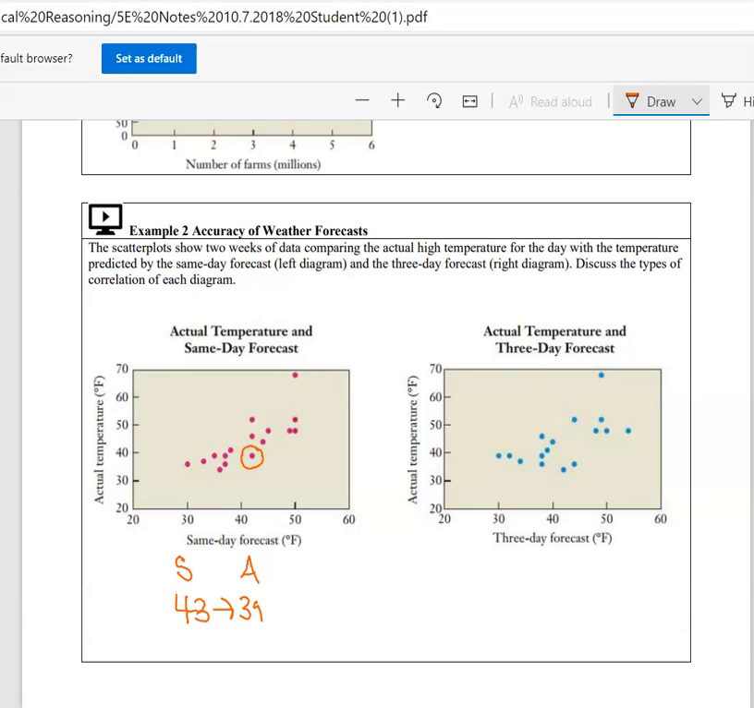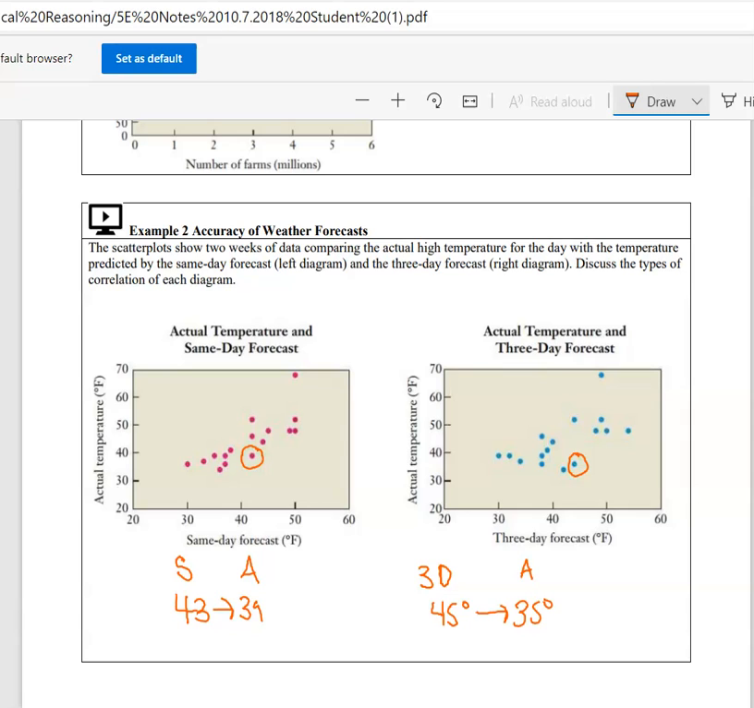Let's pick another point over here. Let's pick this one. So this is whenever they're predicting it 3 days in advance. So I'm going to say the 3-day forecast. So it looks like at the 3-day forecast, they said it was going to be somewhere around 45 degrees, that point. And in actuality, when we got to the day of, the temperature was really around 35.